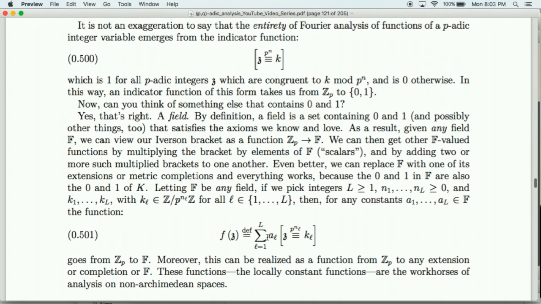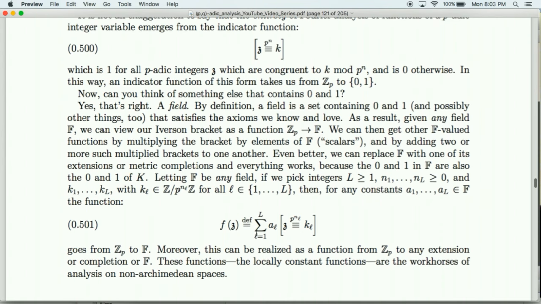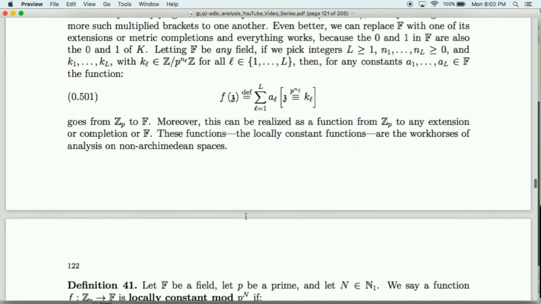So what this is, it's the linear combination of big L distinct indicator functions. And so this function is going to be equal to a_1 if z is congruent to k_1 mod p to the N_1. It's going to be equal to a_2, etc. And this construction works for any field F, as long as it's a valued field, of course. So these functions are called the locally constant functions, and they're the workhorses of analysis on non-Archimedean spaces.